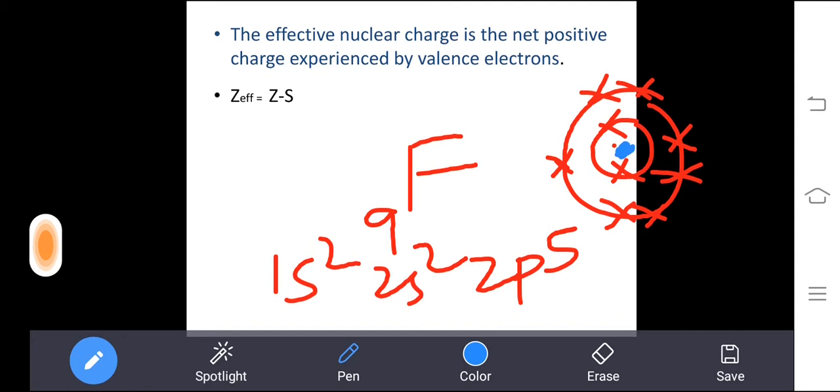So if you want to find the effective nuclear charge for fluorine, what do I need? The atomic number. What is the atomic number, Z, here? 9. Then the shielding effect. What is the meaning of S? The shielding. That means how much the electrons shield the nucleus.